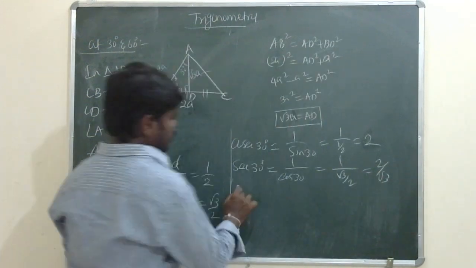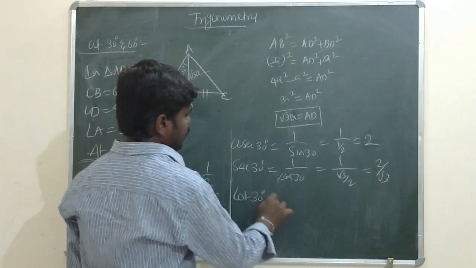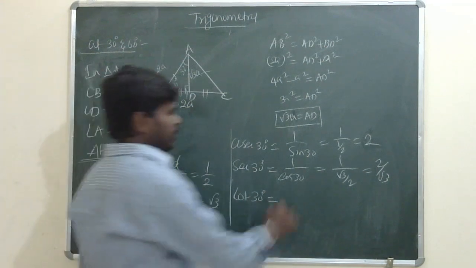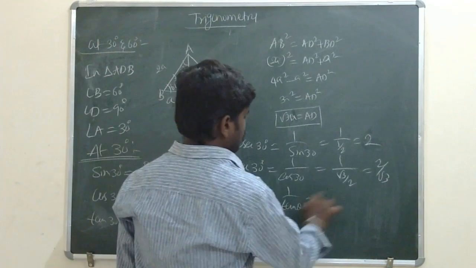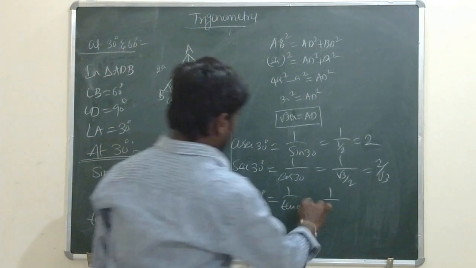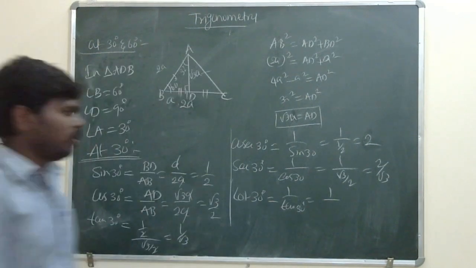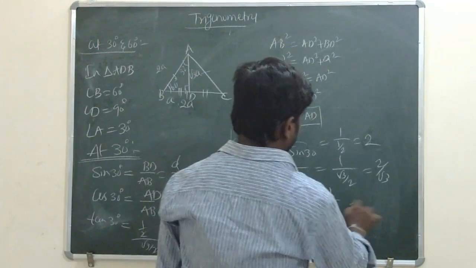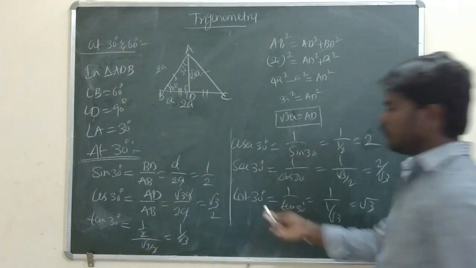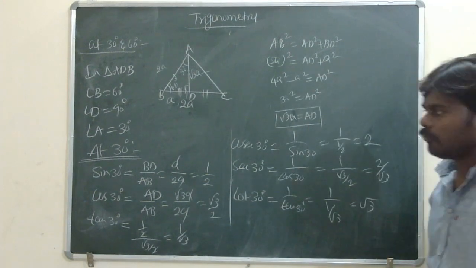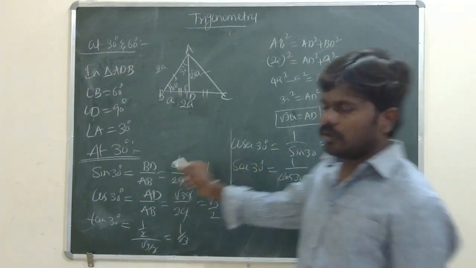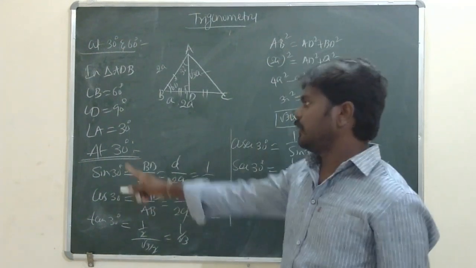Next, cot 30 degrees. Cot 30 means 1 by tan. So 1 by tan 30 is 1 by 1 by root 3. So that means root 3. Okay, so this is the cot 30 value. So these are the values of the trigonometric ratios at 30 degrees.